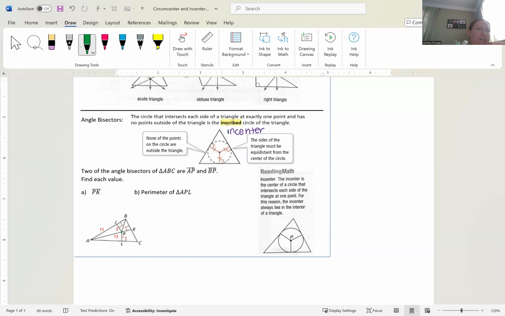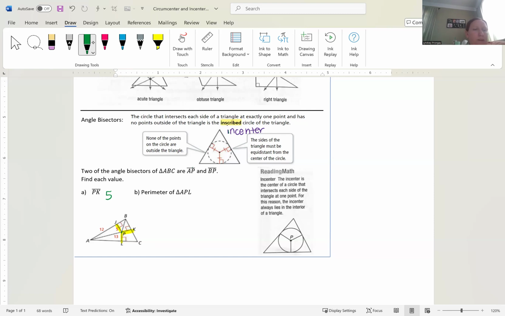So P is the incenter, and we said that JP, PL, and PK all have to be equal. Okay, they are all the distance from the incenter to the sides. And we know those are all the distance from the incenter to the sides because we see all these little squares here showing that that segment is perpendicular to that side of the triangle. Okay, remember, the shortest distance is perpendicular. Okay, so we see JP is 5, and that must mean PK is also going to be 5.